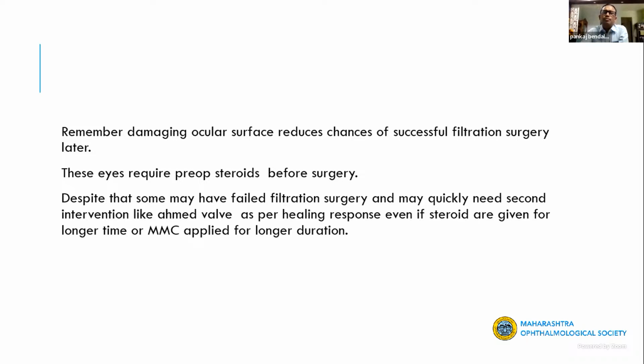So don't damage the ocular surface too much by polypharmacy if patients are not tolerating it. In fact, these patients need a lot of pre-op steroids to normalize the ocular surface. Despite that, some may have the filtration surgery fail early, and in some of these eyes with a very disturbed ocular surface, the TRAB fails, and within a few months we are again staring at another surgical intervention like a valve. Despite longer steroids or longer MMC application, a more disturbed ocular surface is actually taking the patient to a dead end, where all options become tricky. So take care of this.